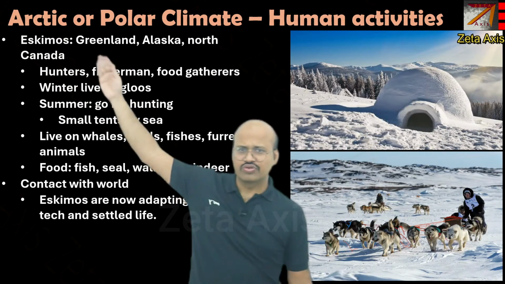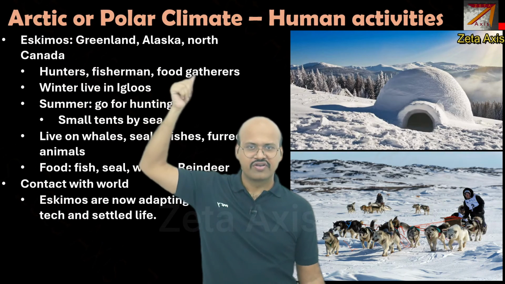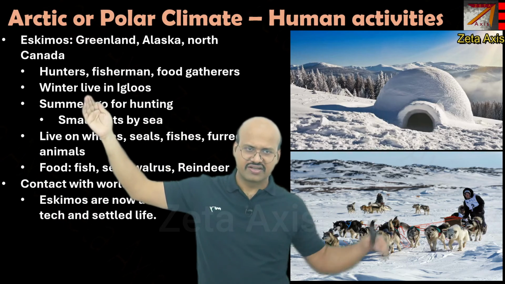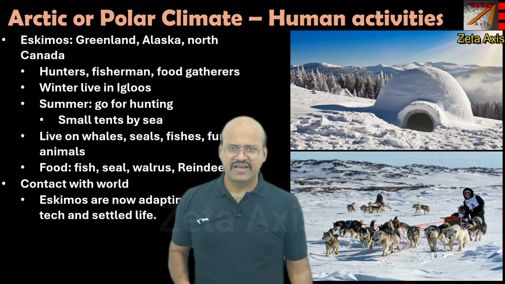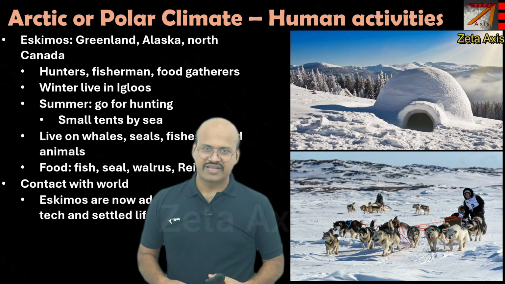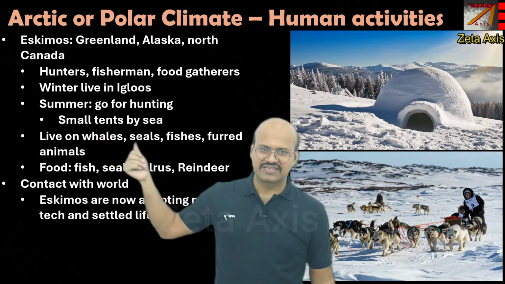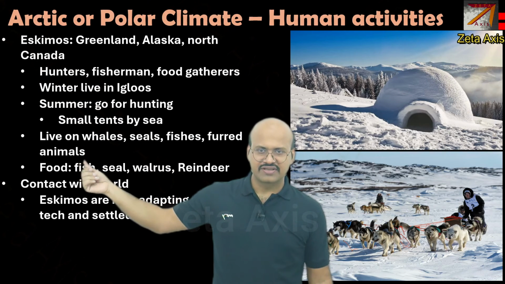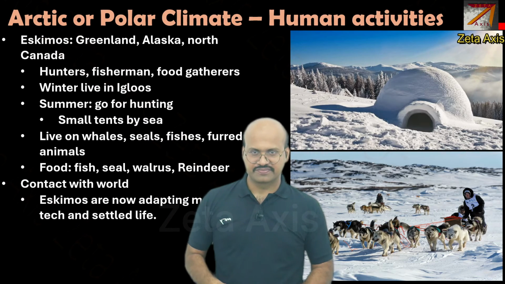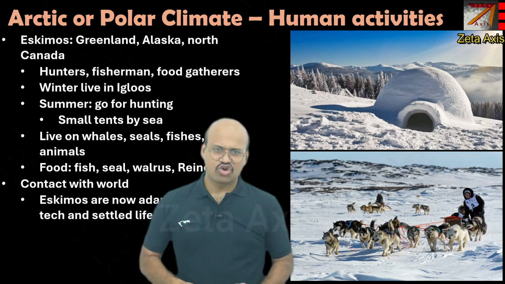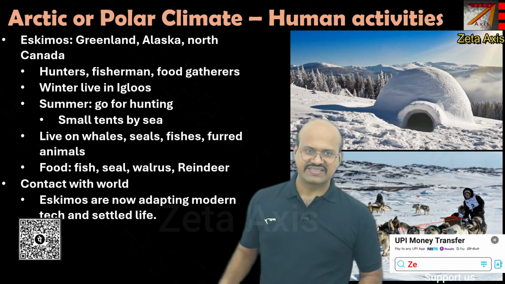Now, Eskimos, who live in Greenland, Alaska and North Canada, are mainly hunters, fishermen or food gatherers. In winter, they live in igloos. In summer, they go for hunting and they have small tents, which can be carried from one place to another. They generally hunt whales, seals, fish or furred animals, and food mainly comprises fish, seal, walrus and reindeer. Because of the increasing contact of the Eskimos with the world, they are adapting modern technology and settled life.